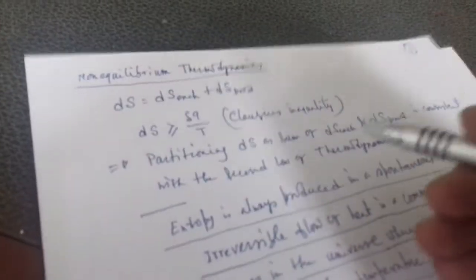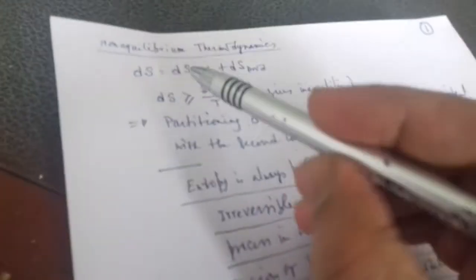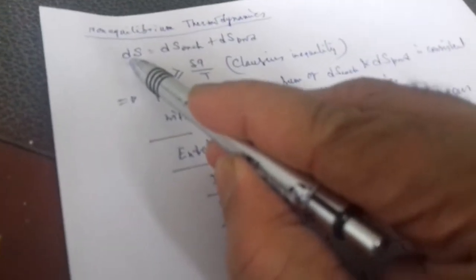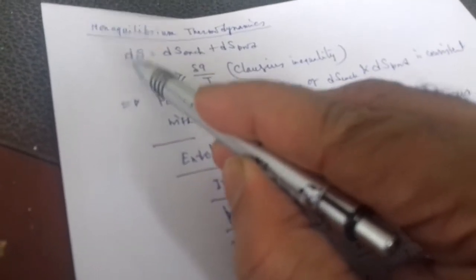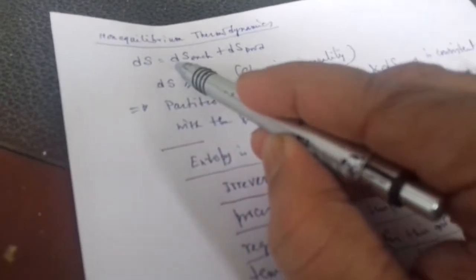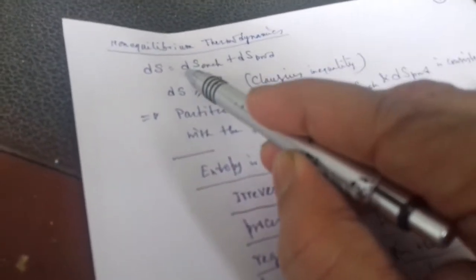Let us continue our discussion on non-equilibrium thermodynamics. So we have learned that in the framework of non-equilibrium thermodynamics, the entropy change dS can be partitioned into two parts, that is dS exchange plus dS prod. And also we have seen that the total dS is greater than or equal to dq by T, which is nothing but the Clausius inequality.